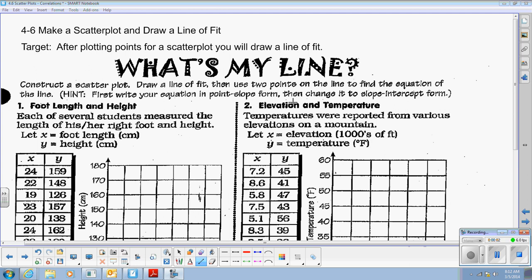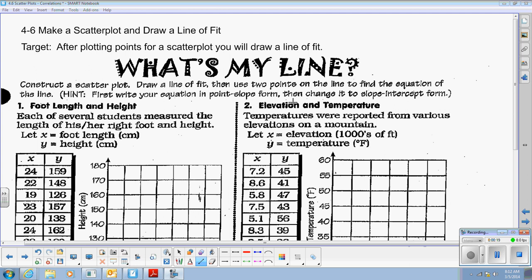Hey, we're going to keep making some scatter plots. So on the back side of that sheet you did where you just determined correlations, we're now going to expand to the third step of making a scatter plot. The first thing you did was you looked at scatter plots and you found if there was a correlation or not, and then I had you make those scatter plots and then determine a correlation.